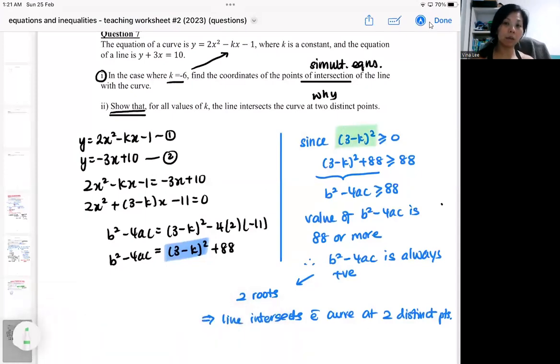You add the 88 to both sides. That gives you your expression for the discriminant. I wouldn't know the exact value, but I do know that it's going to be 88 or more: 88, 89, 90, and so on. So that means it's always a positive value. So it's an indication of two roots.